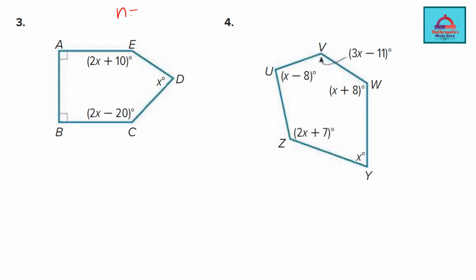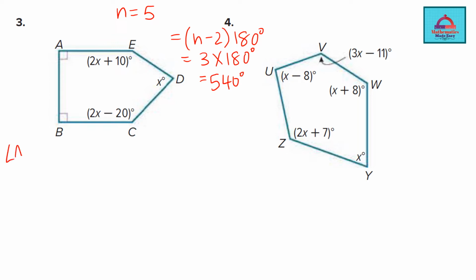So n is 5. Now if n is 5, the sum of the interior angles would be n minus 2 times 180 degrees, which is 3 times 180 degrees. So on simplification, this will come out to be 540 degrees. So the sum of all angles for both these questions would be 540.